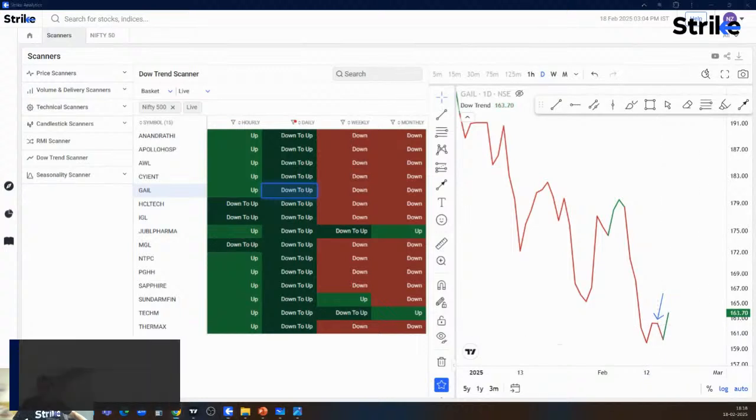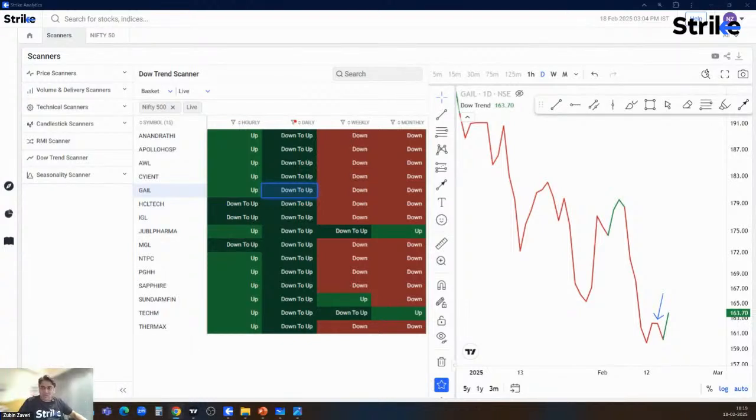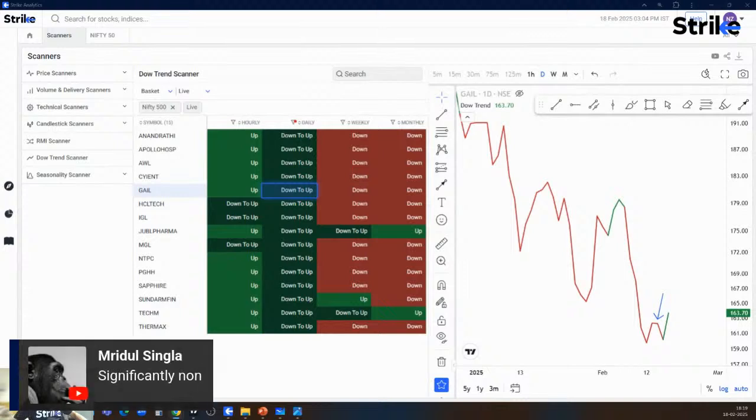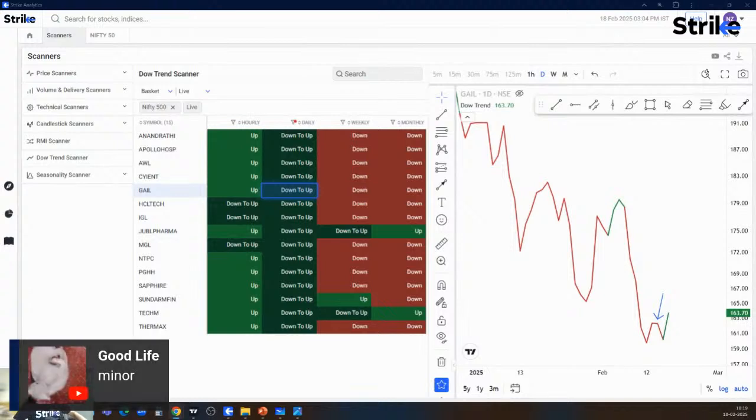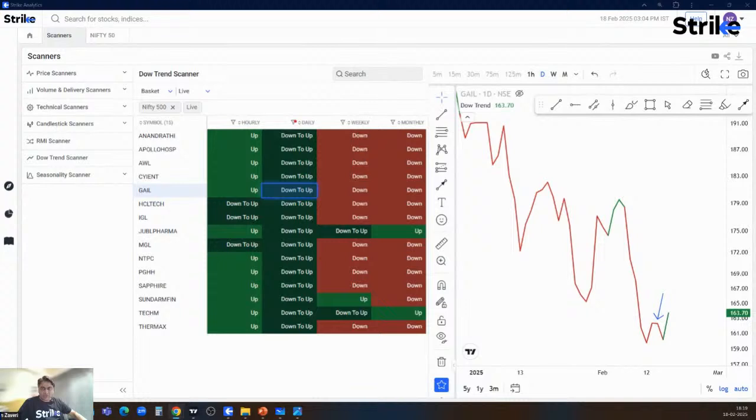It's a minor top, Deepak ji. Okay. Mridul, what does non mean? Significantly non, I did not get. Is it major or minor? It's not significant. Okay, that means it is a minor trend. Absolutely right. So now, since it is a minor trend, we may not go for it.